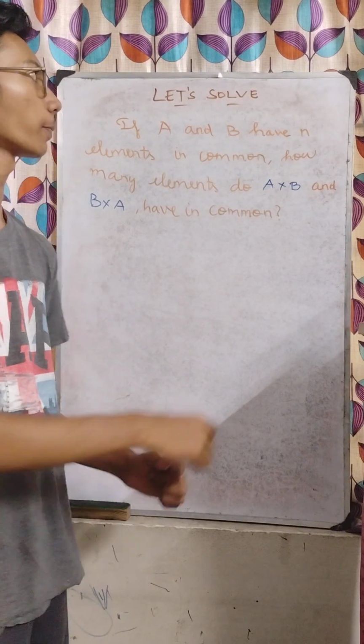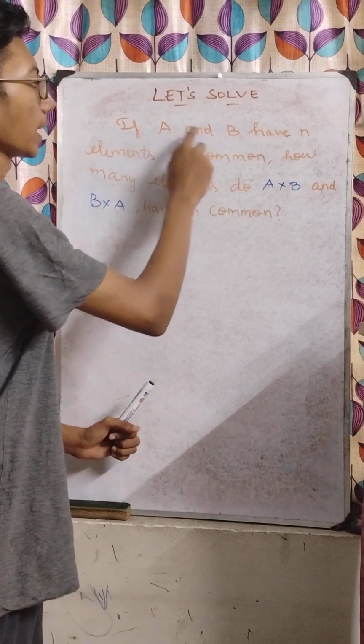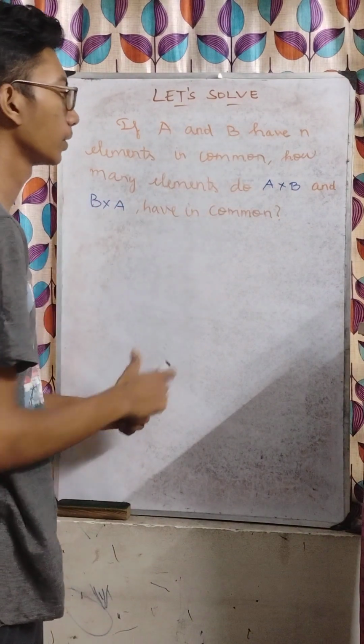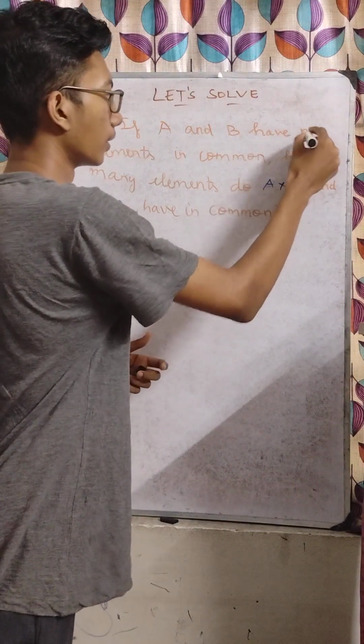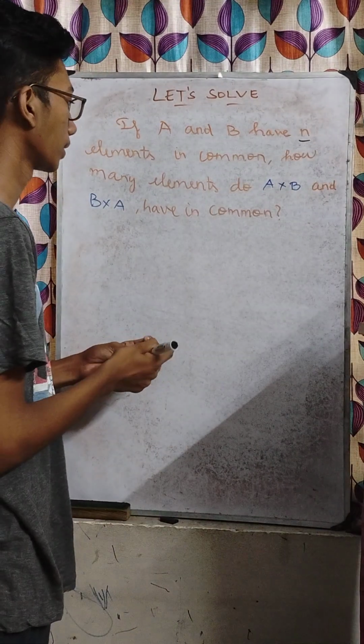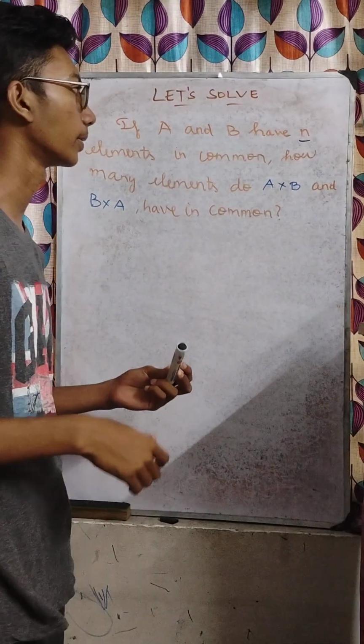In this video, we have a problem from the Let's Solve series. So this problem is, if A and B have n elements in common, so the important thing here is the n. So if they have n elements in common, how many elements do A cross B and B cross A have in common?